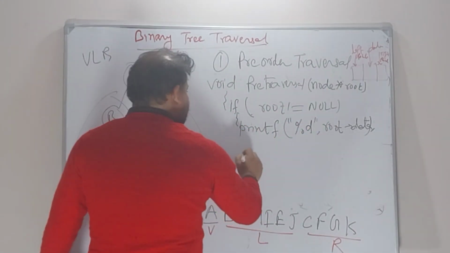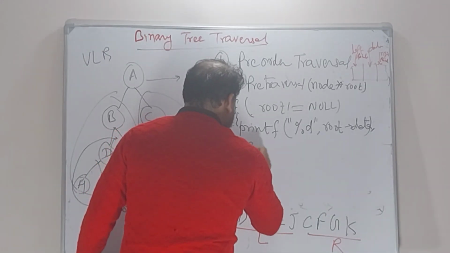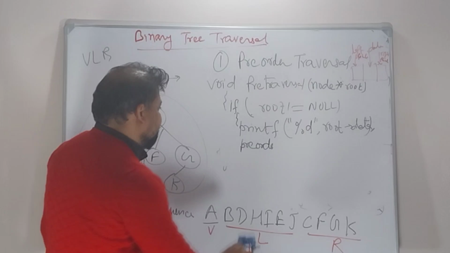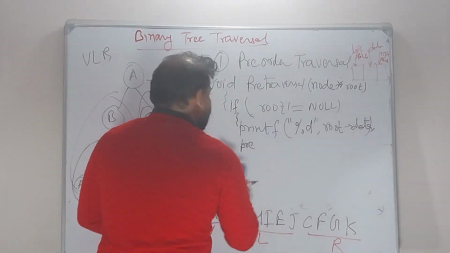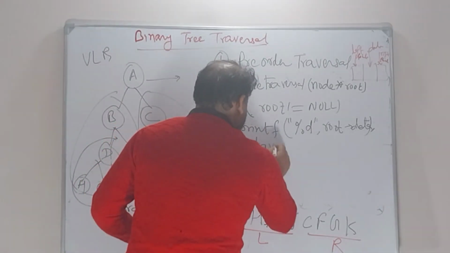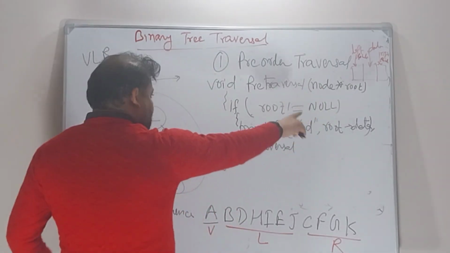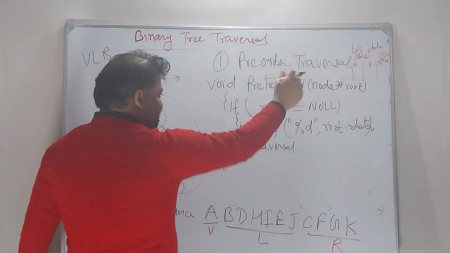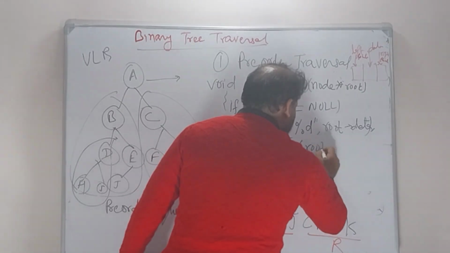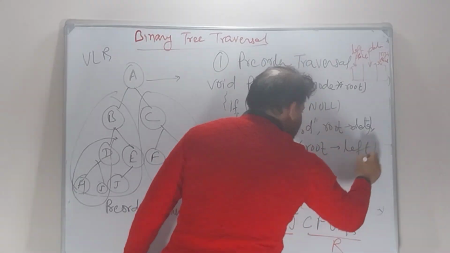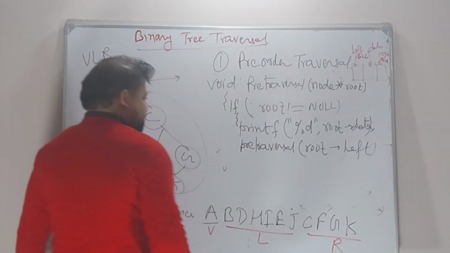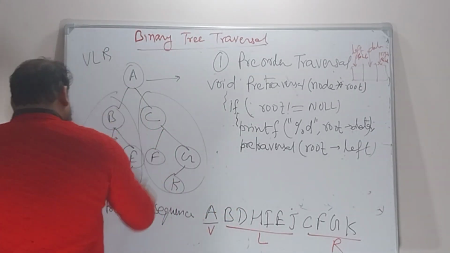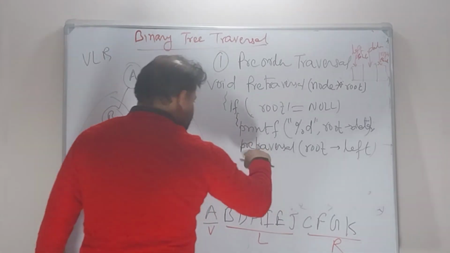So in that case I'll write pre-traversal. Now I'll not use root. What exactly will I use? Root's child. Which child? That is left. So I'll write root left, and that is also a type of this three-field node. And after performing this, once again it will go to the right side.